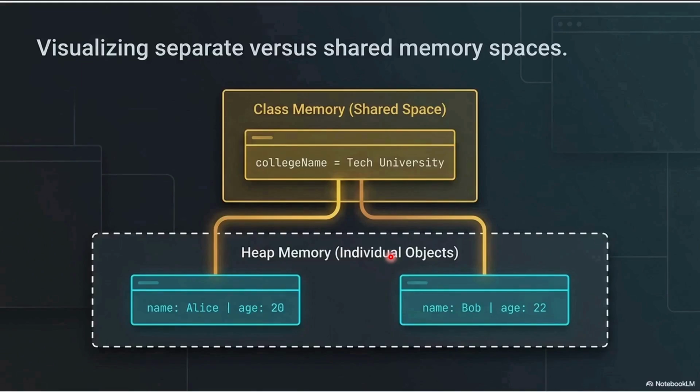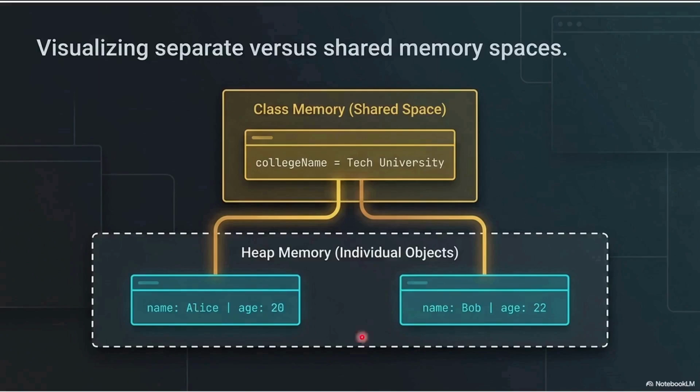Those objects are stored in heap memory. So you can see there are two objects. This is the first object, this is the second object, and you can see both the objects are holding their individual data. That is, name is Alice, age is 20. Over here name is Bob, age is 22.